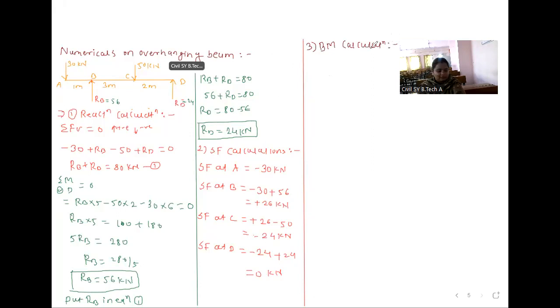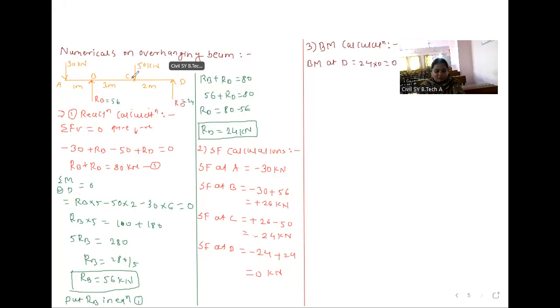Bending moment calculations. We will start from this D point. Bending moment at D is equal to force times perpendicular distance. The force is there, but the perpendicular distance is 0. So 24 into 0, which is equal to 0.